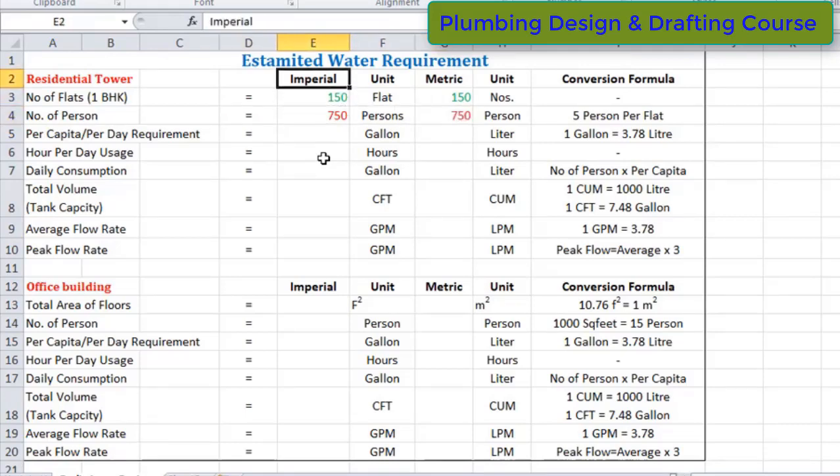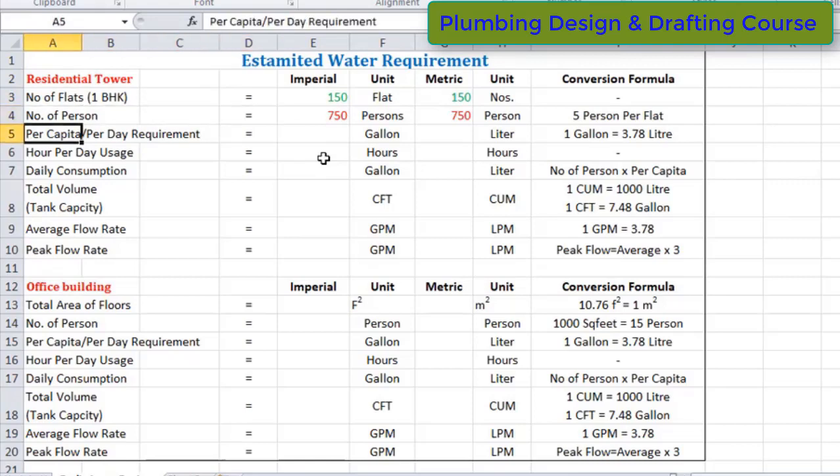Here I have mentioned the imperial units, and here I will mention the metric unit because some students require the imperial unit and some students require the metric unit. So I will mention both units. The imperial unit is also called the British unit, whereas the metric unit is also called the SI unit, that is the international standard unit. So I will calculate the water demand or the water consumption in both ways. So the number of persons is 750.